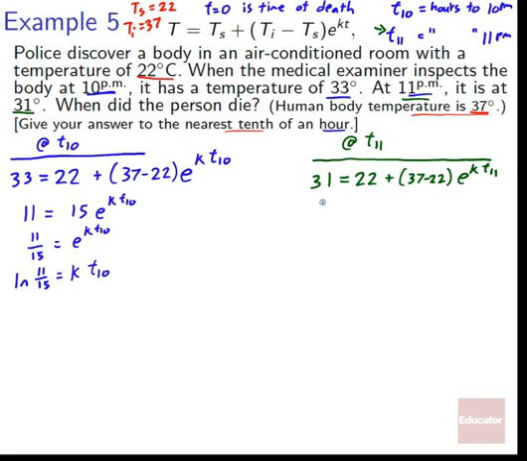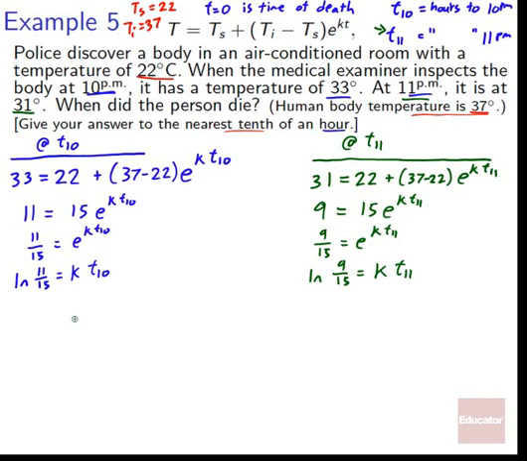We can subtract by 22 on both sides. We'll get 9 equals 37 minus 22 is 15, e to the k T11. We can divide by the 15, so we get 9 over 15 equals e to the k T11. Take the natural log of both sides. Natural log of 9 over 15 equals k T11. Shoot, we've got, once again, two unknowns, one equation. And between all of them, we've got k, T10, T11. That's three unknowns, two equations. We need some other piece of information that will connect these things together.